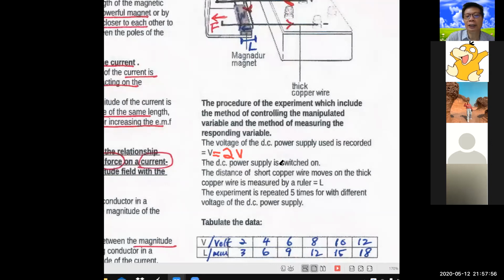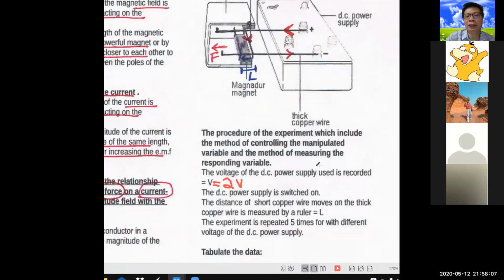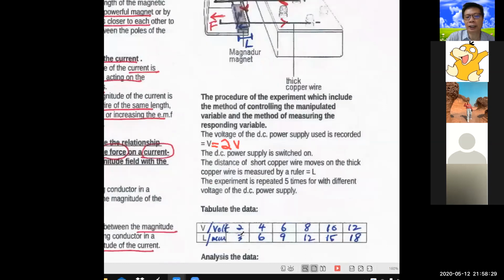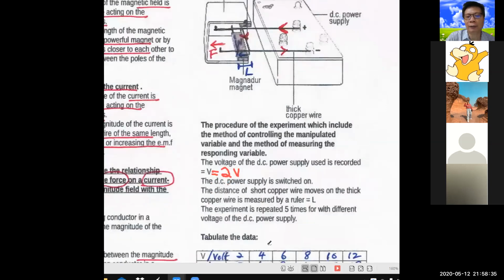Then the DC power supply is switched on. Then the distance of the short copper wire moved on the thick copper wire is measured by using a ruler, L. When you switch on the current, the force will push this wire to the left side. Okay, it moves here. So you measure this distance using a ruler. Measure this distance L. Okay, you see here, the distance is 3 millimeter. Then the experiment is repeated.